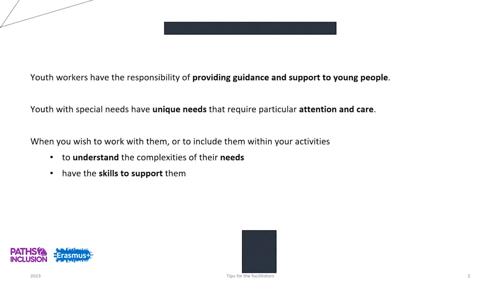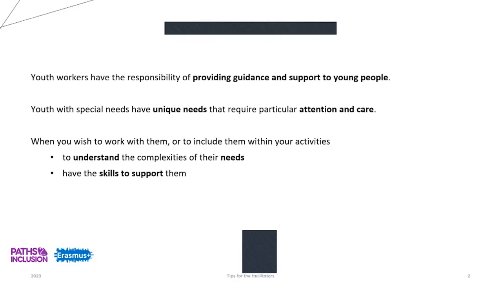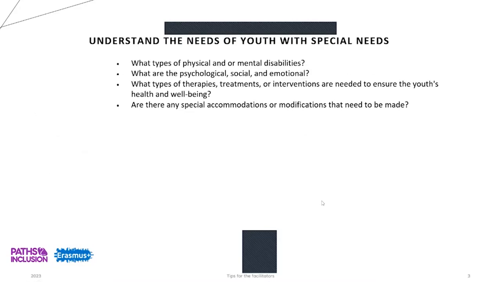For example, in your organization, when you have new people coming in. Important is that we need the right skills. So basically, we say you should have five basic skills, more or less. As a youth worker, the first one is that we need to understand the youth with special needs. And understanding means sometimes that we have to look at what special needs are there.